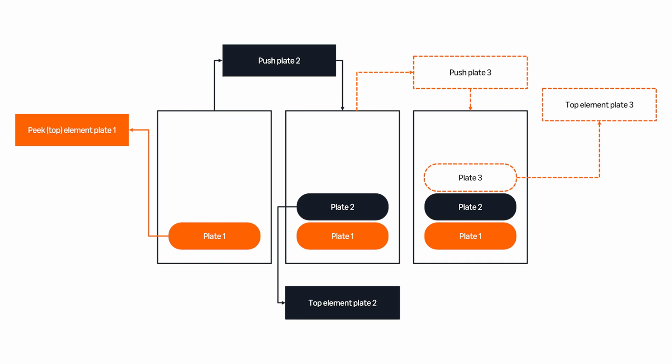Let's return to the plates. If you peek when there's only one plate, you'll see plate 1. Now, if you push plate 2 on top and peek, you'll see plate 2. Finally, if you push plate 3, a peek will show that plate 3 is now on top. So with the peek operation, you get to see the top item without making any changes to the stack. In a stack data structure, peeking is useful when you need to know the top or most recent element, but want to keep the stack unchanged.